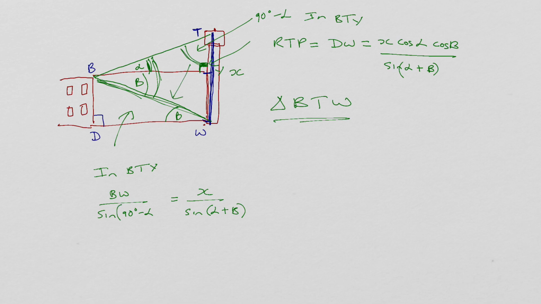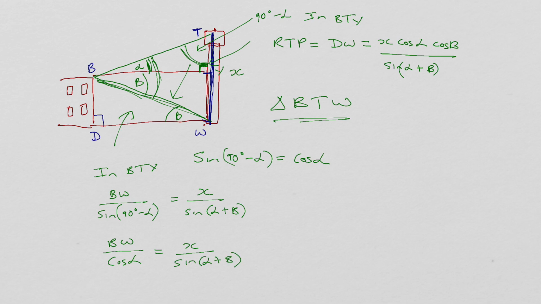Okay, now you need to know that sine of 90 degrees minus alpha is equal to cosine of alpha, and you probably don't know that. So that would have made this very difficult for you. So sine of 90 degrees minus alpha is the same thing as cosine of alpha. So that's another identity, and I'll discuss it with you in class, and we'll make sure we know what that is. So I've got BW over cosine alpha is equal to x over sine alpha plus beta.